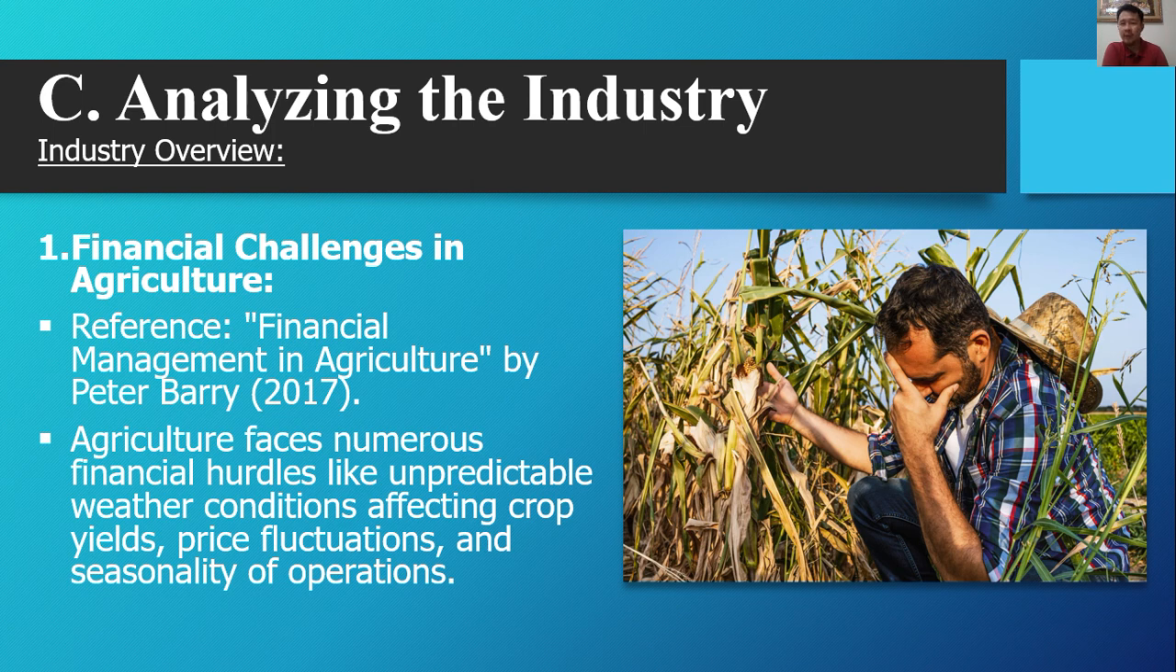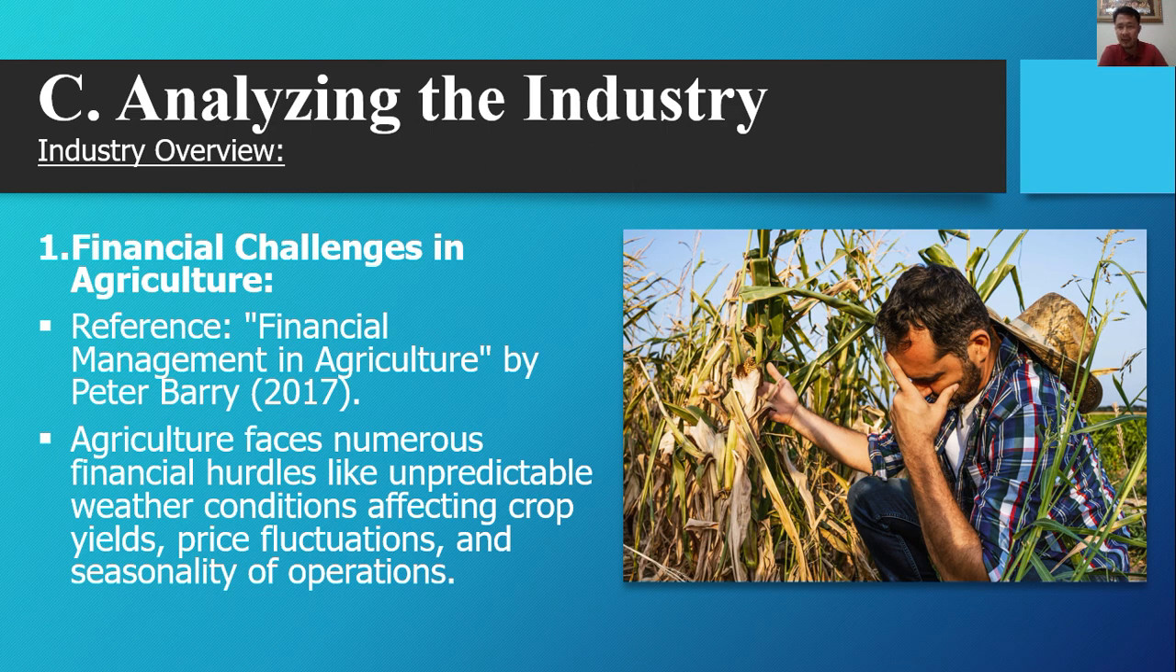So what are we facing in agriculture? Number one is the financial challenges. Well, agriculture faces numerous financial hurdles like unpredictable weather. There will be heavy rainfall, or even typhoon, and there will be an El Nino with a long-term drought that will cause a loss in our production, especially in our crop yields.